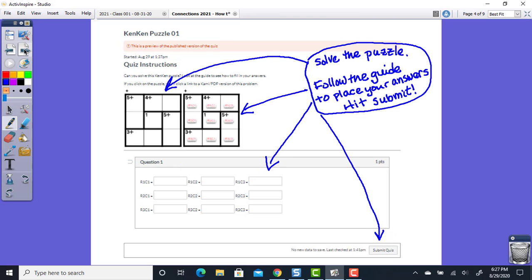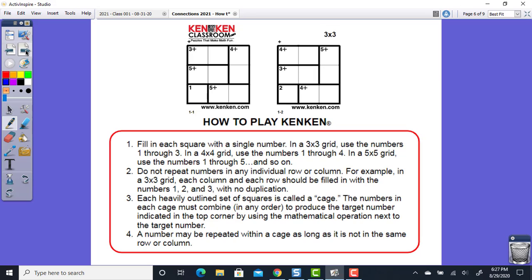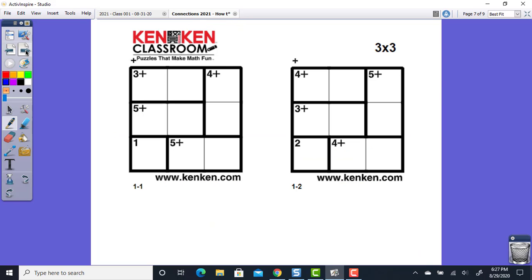Just to make sure you understand, you'll solve the puzzle, you'll follow the guide to place your answers in the appropriate place, and then you'll hit submit. And that's it. Every day you'll have a different KenKen puzzle. I'll also make sure that you have the rules available to you if you forget how to play KenKen. But what we're going to do now is go ahead and solve one KenKen puzzle.